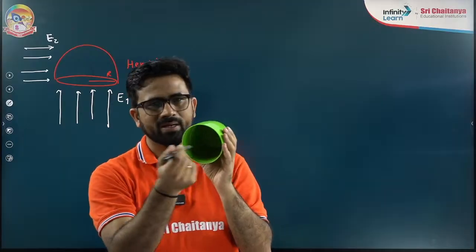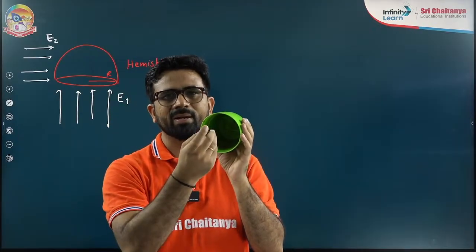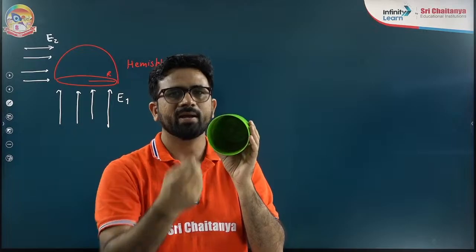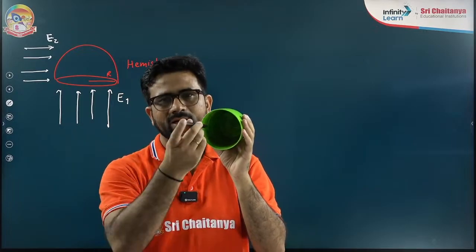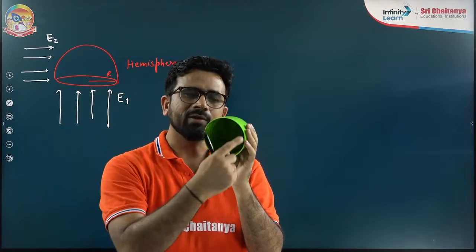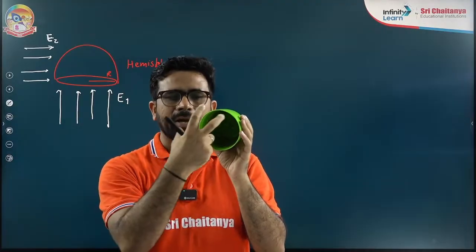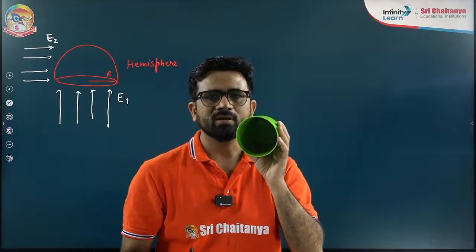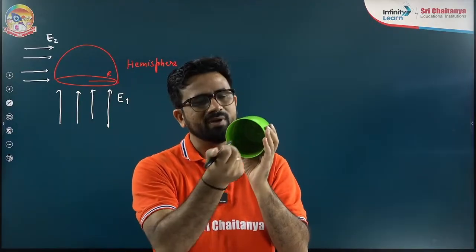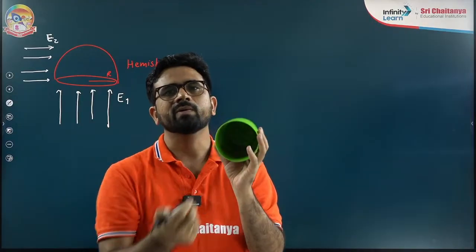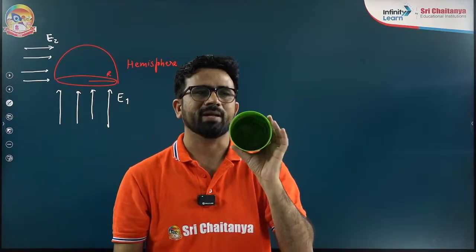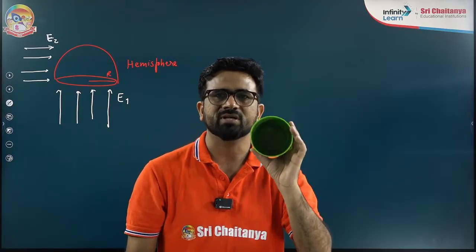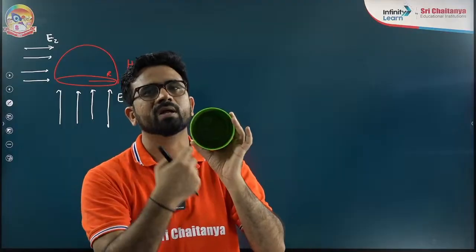So the electric field is coming perpendicular to this area. Area is how much? Pi r square. Electric field I am assuming E. So if I ask you what is the flux associated with this circle, you will say: the area we know is pi r square, the field is perpendicular, so field into area, that means E into pi r square. This is the flux associated with this disk, or we can say circle.